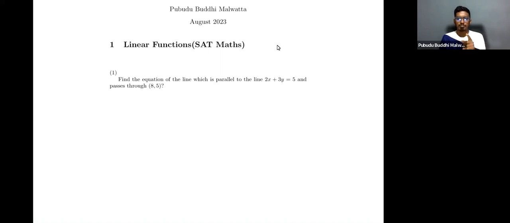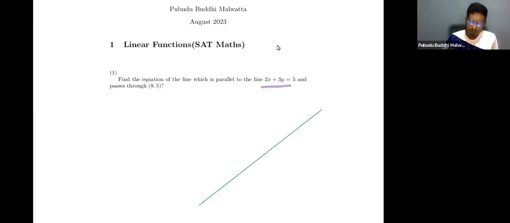Now here we have a line. This is the equation of the line, and let me roughly draw that line. Don't need to draw the exact line, right? Just a line, right? This line, that is the equation of this line. So let me name this line as line L. So 2x plus 3y equals 5.